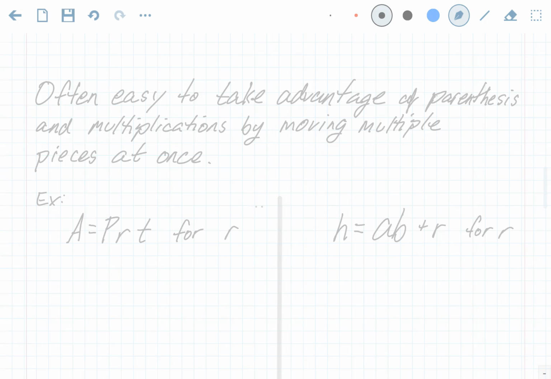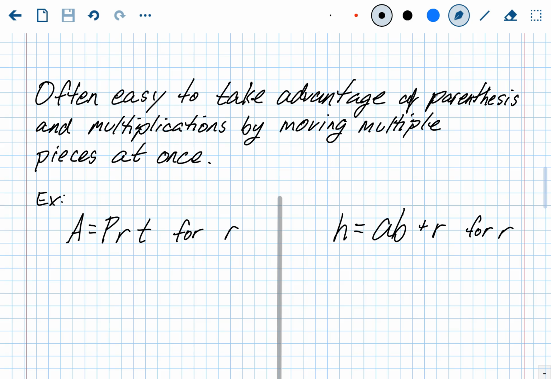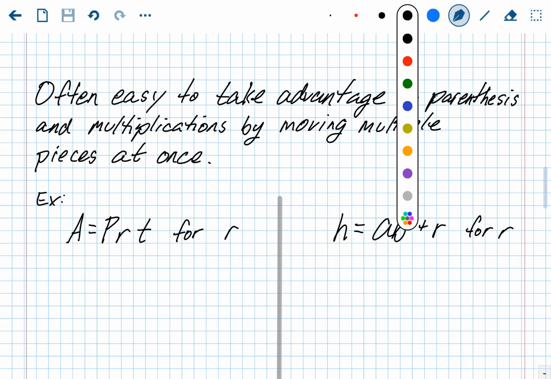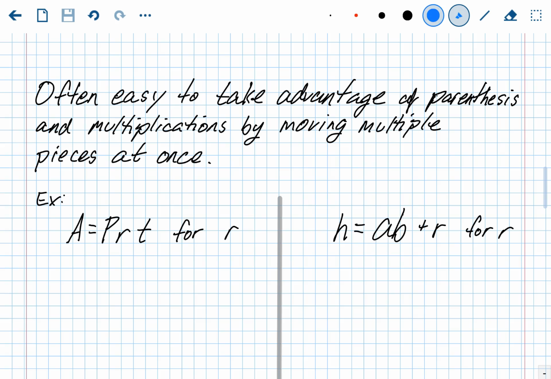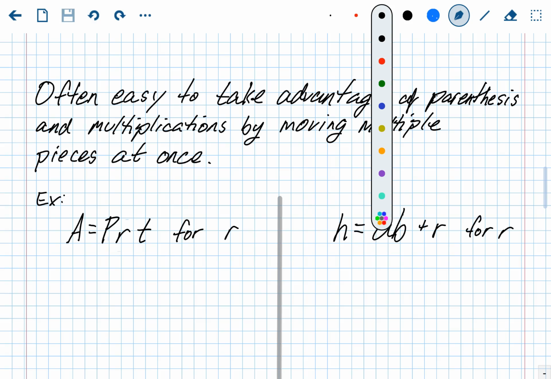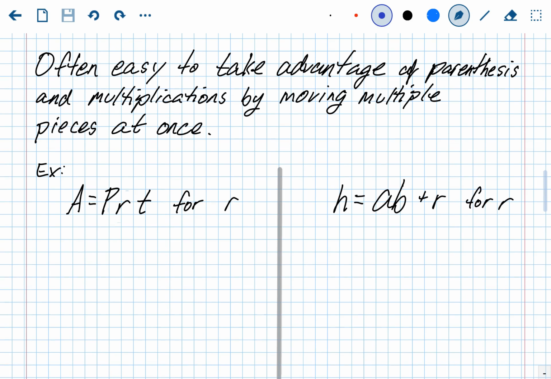For example, this problem, A equals PRT. This is an interest formula that we're going to use later in the year. It's a simple interest formula. And we're trying to solve for R. So again, identify where R is. R is in the middle there. It's surrounded by a P and a T. Now the operation that's happening, remember, PRT means P times R times T. So those are multiplications.